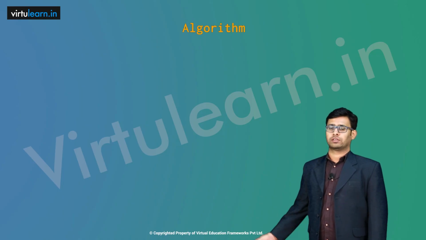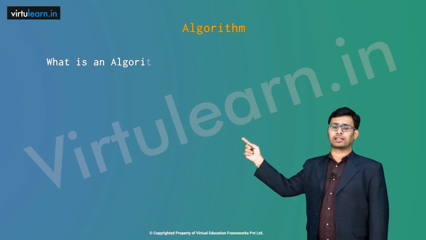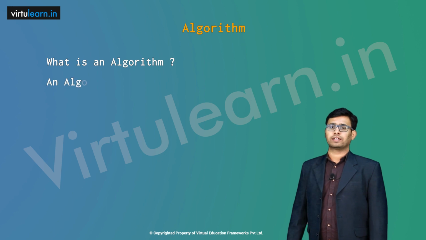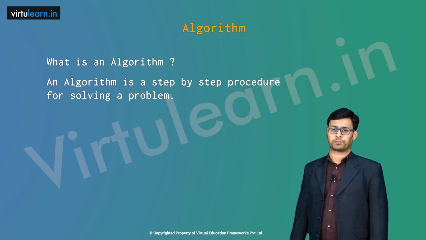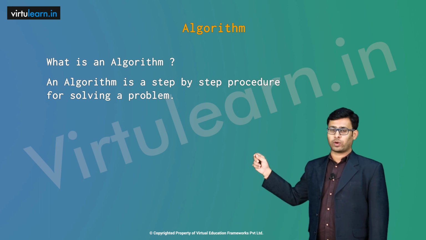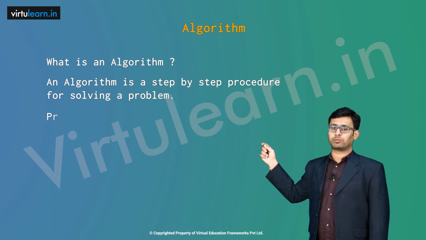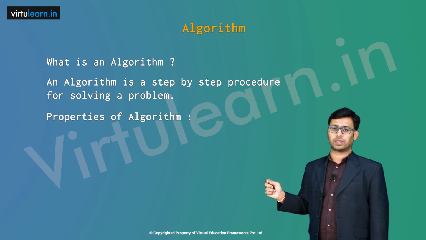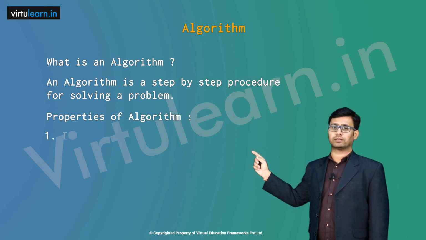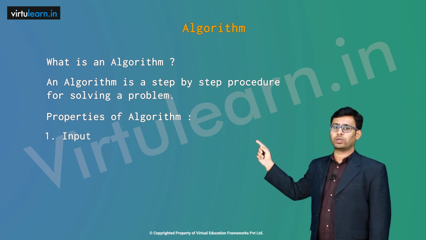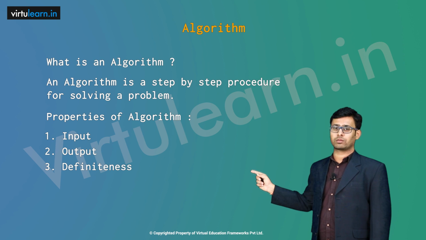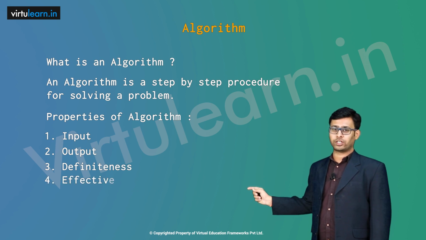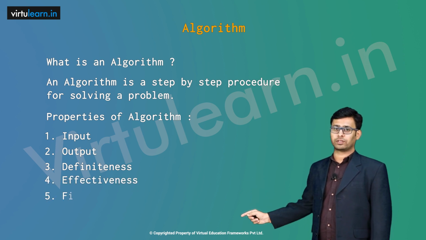Algorithm. Now we should understand what an algorithm is. An algorithm is a step-by-step procedure for solving a problem. Provided we have some properties of an algorithm. The first property of an algorithm is input, second is output, third is definiteness, fourth is effectiveness, fifth is finiteness.